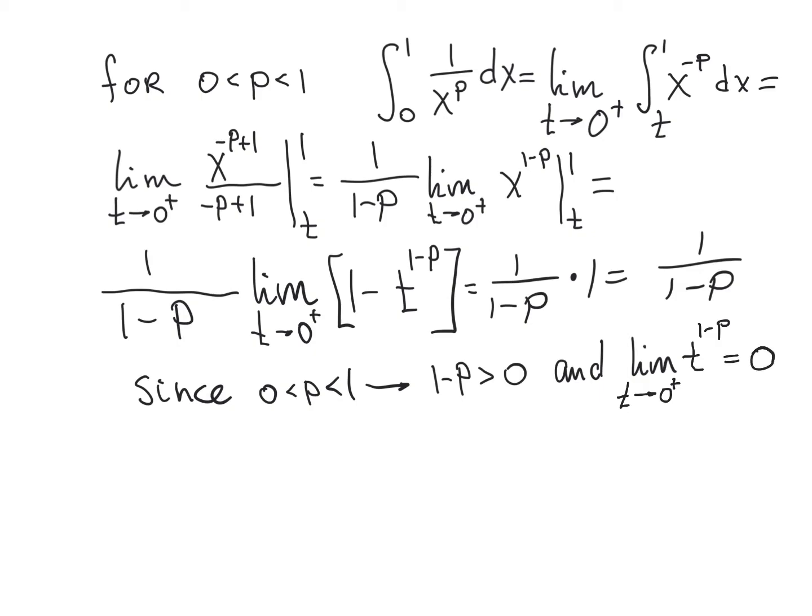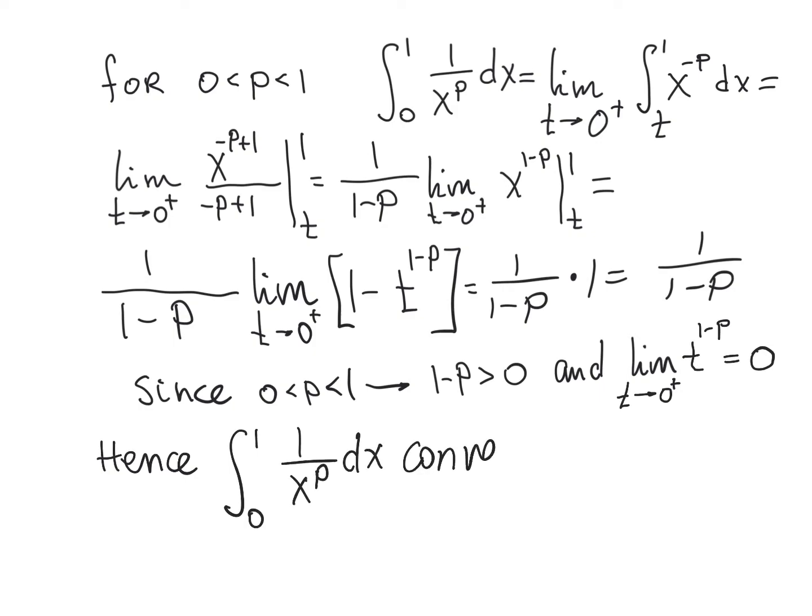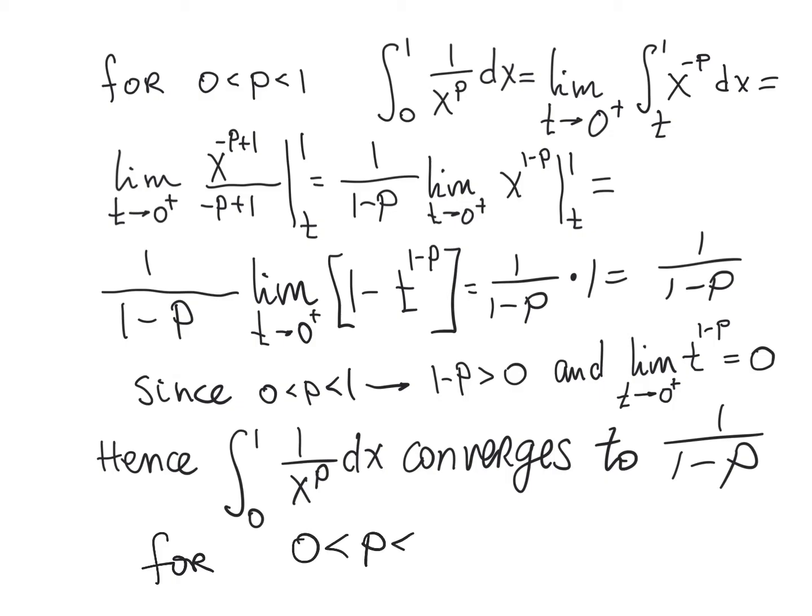And so the conclusion is the improper integral from 0 to 1 of 1 over x to the p dx converges. And we know exactly what it converges to, 1 divided by 1 minus p. And that's true for p strictly below 1 and strictly above 0.